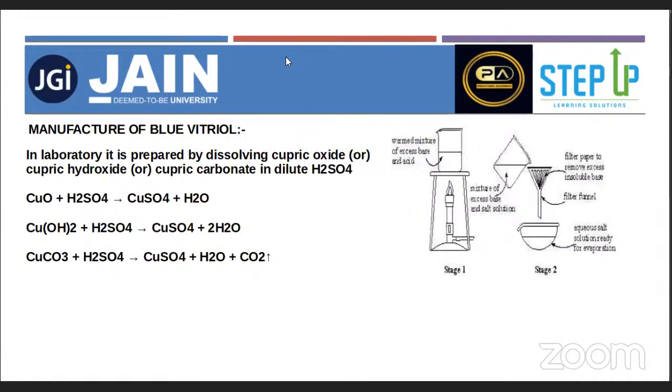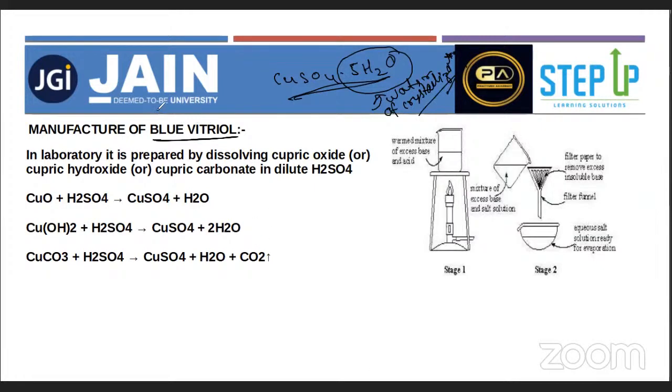Next, this is a compound of copper, which many times you would have read as copper sulfate pentahydrate, CuSO4·5H2O. It normally exists in hydrated form, that is blue vitriol. This is known as water of crystallization. Normally it forms in this way only, with water of crystallization. Blue vitriol is CuSO4, normally in blue color, crystal form. That's why we write it as blue vitriol.